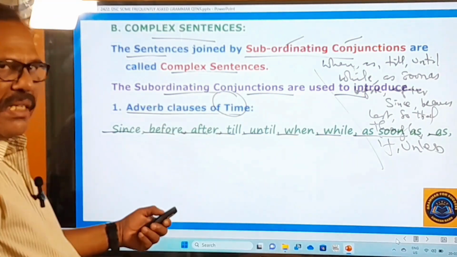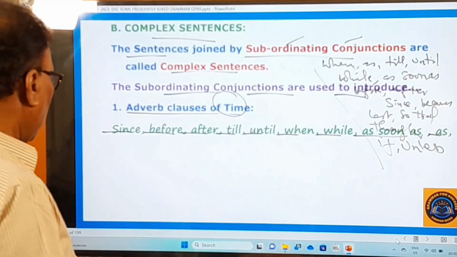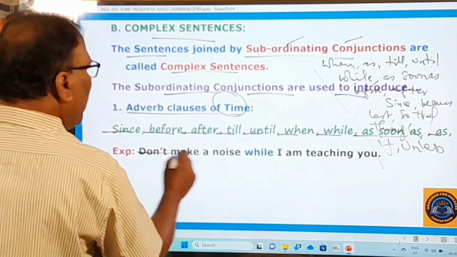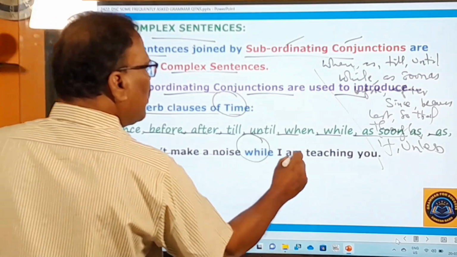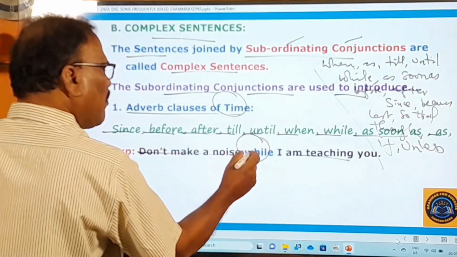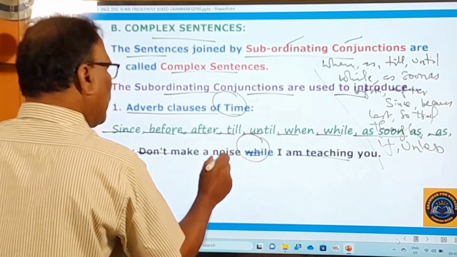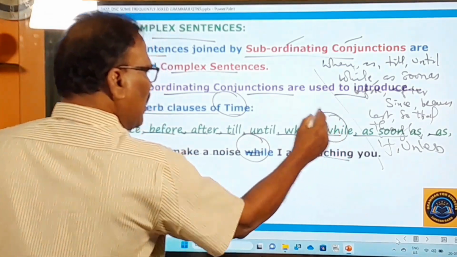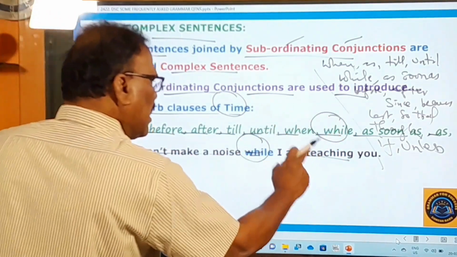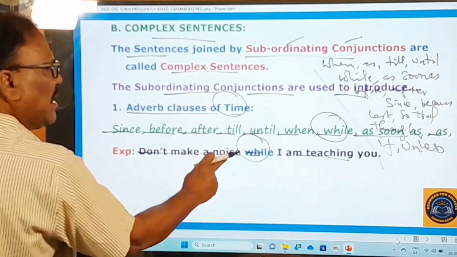Okay, and now let us take up some examples. What are the examples? Don't make a noise while I am teaching. So in this sentence we have used "while." While is what? A subordinating conjunction, and therefore this sentence is called a complex sentence.